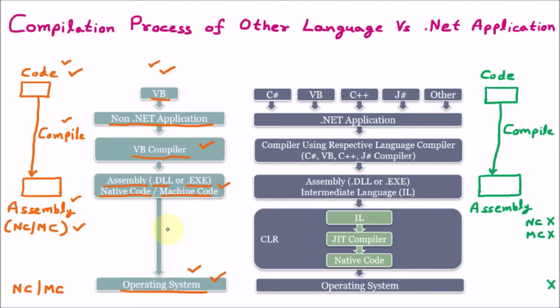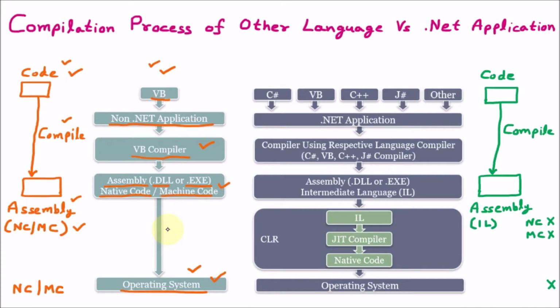So what is this assembly? This assembly is the intermediate language. It is some kind of intermediate code. Just like in Java, whenever we make a project and compile it, it is converted to bytecode. Similarly in .NET, whenever we write code and compile it, it is converted to the intermediate language.